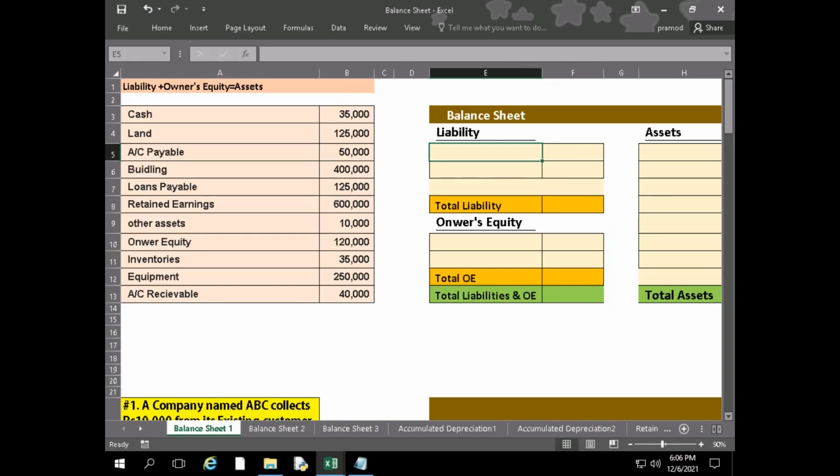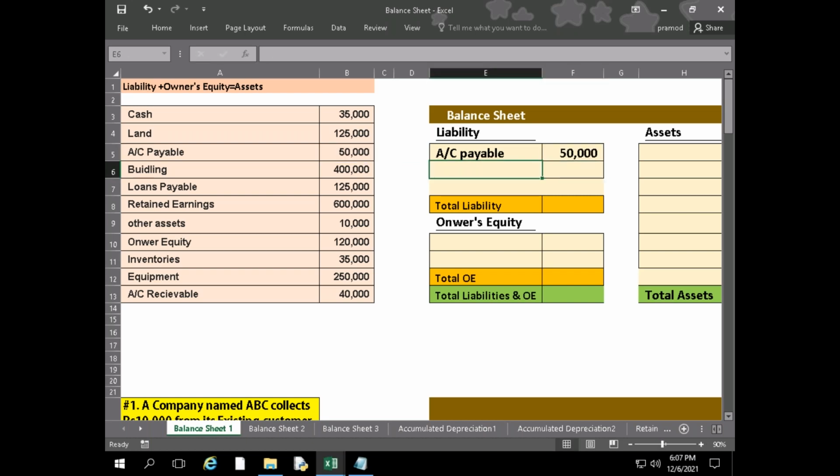Now, what is a liability out of this chart? Cash is an asset, land is an asset. Now accounts payable is nothing but what I pay to my supplier or anyone. Accounts payable is my liability. So you should write accounts payable. The amount is 50,000. You can copy the cell value, or you can type it by yourself.